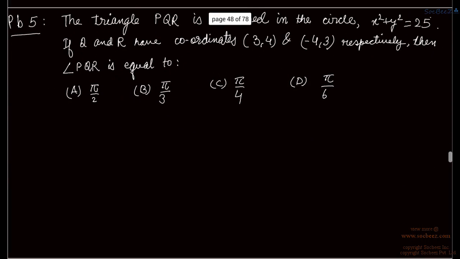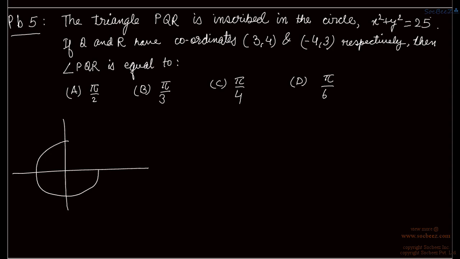So now problem 5. The triangle PQR is inscribed in a circle x square plus y square is equal to 25. If Q and R have coordinates (3, 4) and (-4, 3) respectively, then angle PQR is equal to.